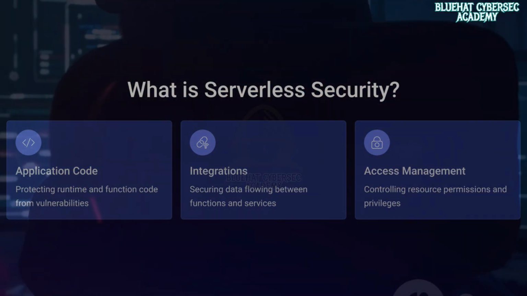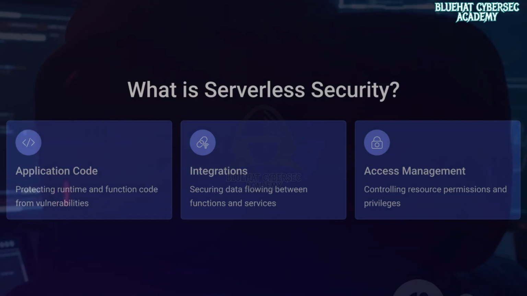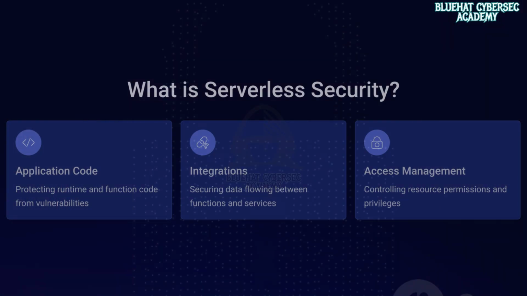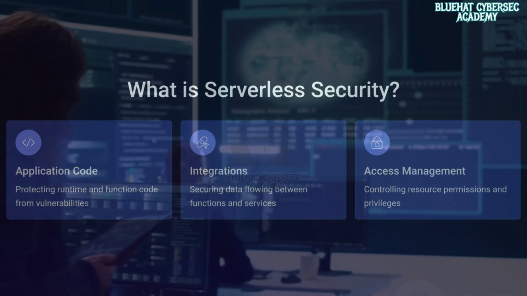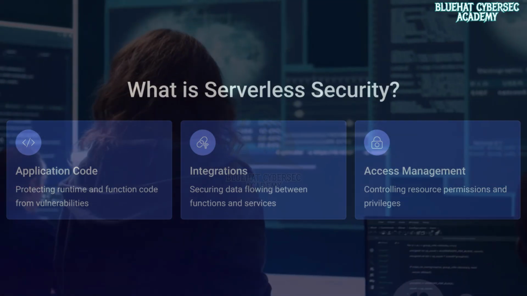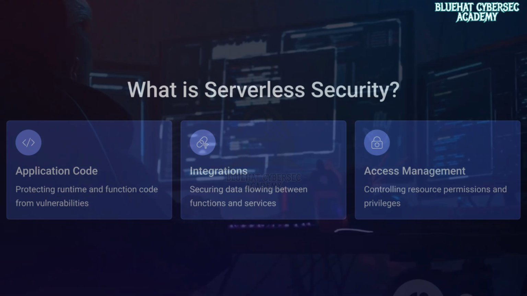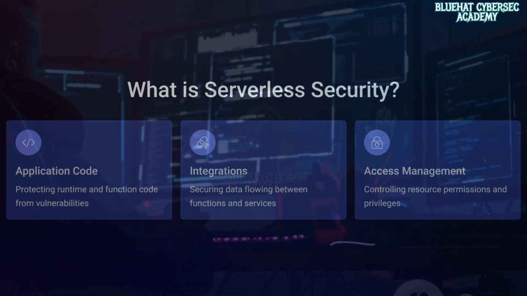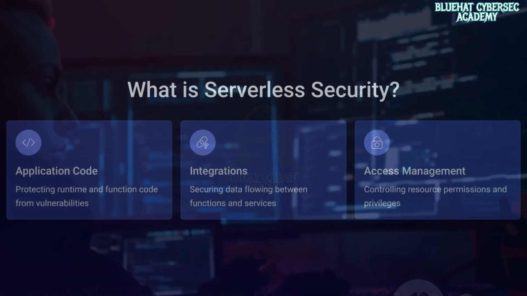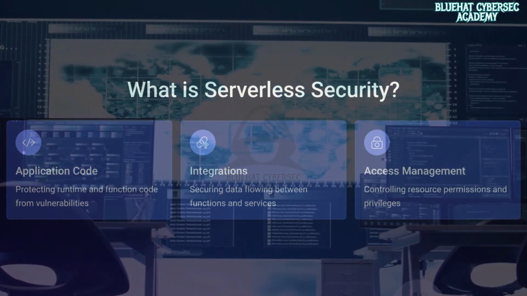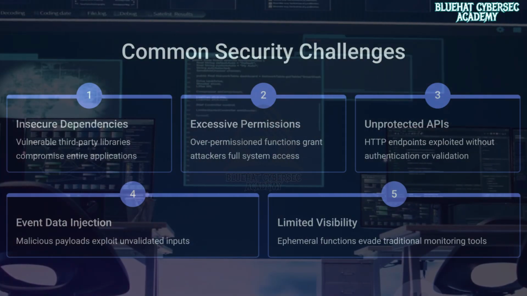There are a few things you need to think about. Function code security, making sure your code is free from vulnerabilities. API and data security, protecting the data flowing in and out of your functions. And access management, controlling which resources your function can access. Because serverless functions are ephemeral, short-lived, and event-driven, attackers can exploit misconfigurations or insecure code to compromise systems, steal data, or escalate privileges. Now let's discuss some of the most common security challenges you'll face in serverless environments.